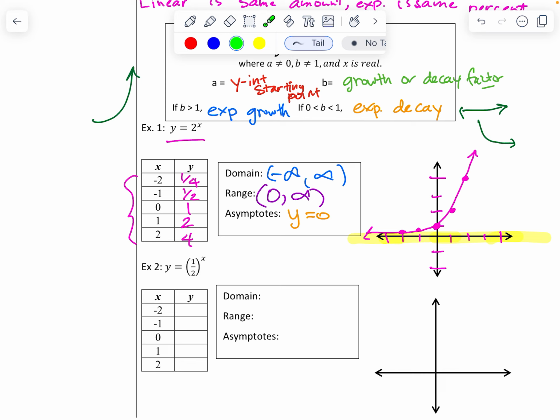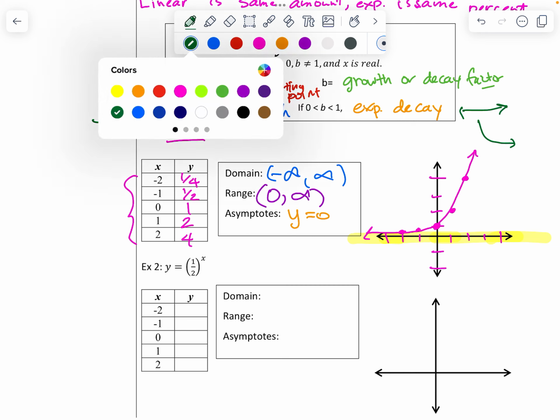All right, let's take a look at what if it goes the other way. This one's going to be decay. Remember I said if the growth factor was greater than 1, it will be growth. If the growth factor is between 0 and 1, it'll be decay. So this one will be decay. So let's go ahead and plug some numbers in and see what we get.